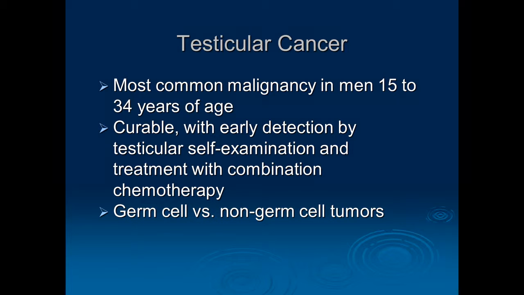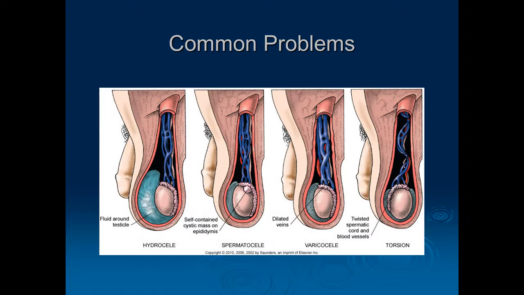Other treatments include combination treatment of surgery and chemotherapy. Some other common problems we're going to talk about are hydrocele, spermatocele, varicocele, and torsions. You can see there the hydrocele is a cystic mass usually filled with straw-colored fluid right here around the testes.